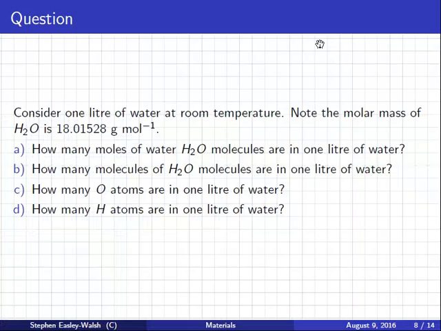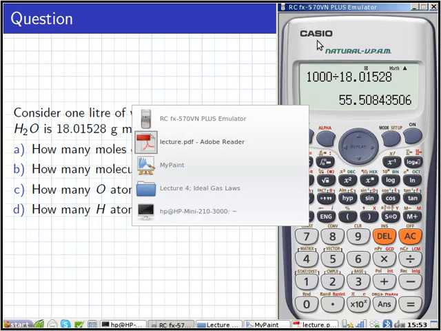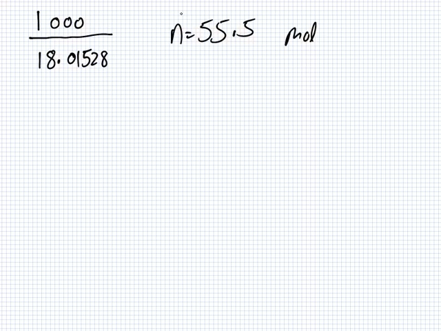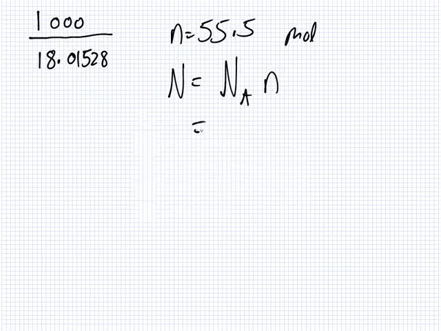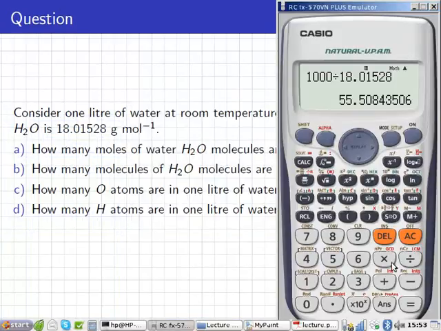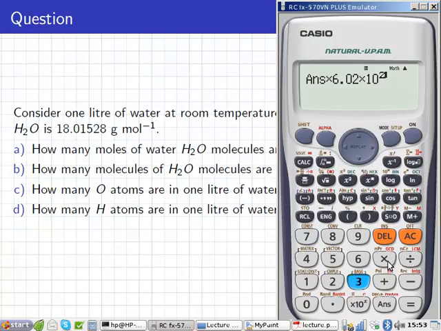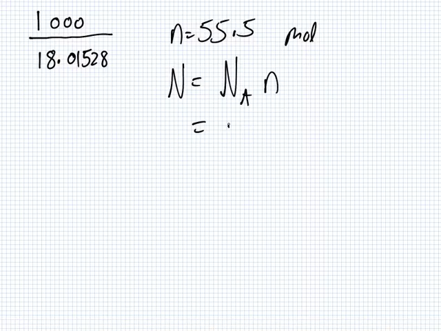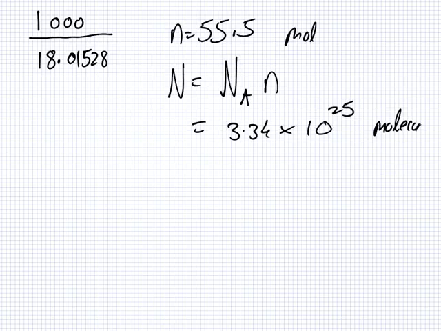Next, how many molecules of H2O do we have? So the number of molecules will be Avogadro's number times this answer. So I'll just take my answer here and multiply it by my buddy Avogadro, 6.02 times 10 to the power of 23. And that's 3.34 times 10 to the 25 molecules of H2O.